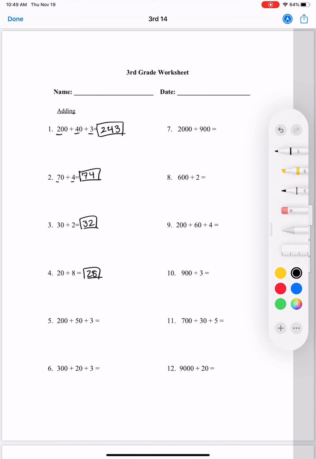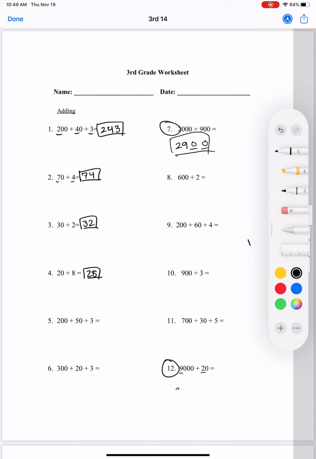Okay, let's try 7 and 12. So 7, you have a number in the thousands place and a number in the hundreds place. And then you need to fill in the tens and the ones place, so you just fill those in with a 0, and your answer will be 2,900.